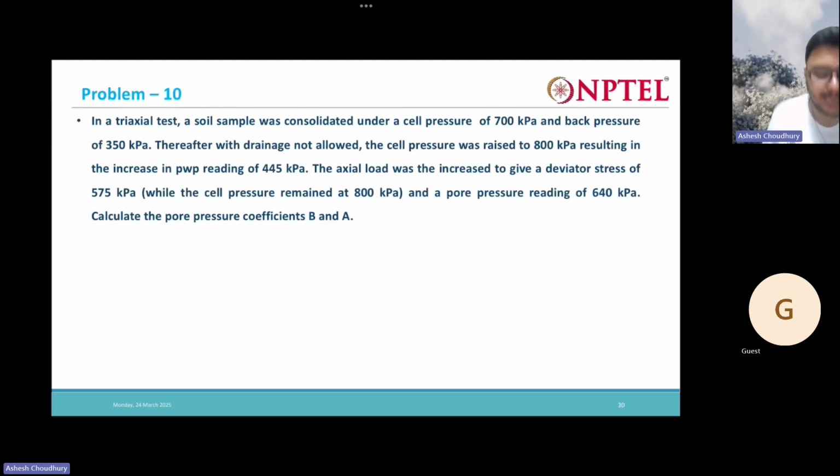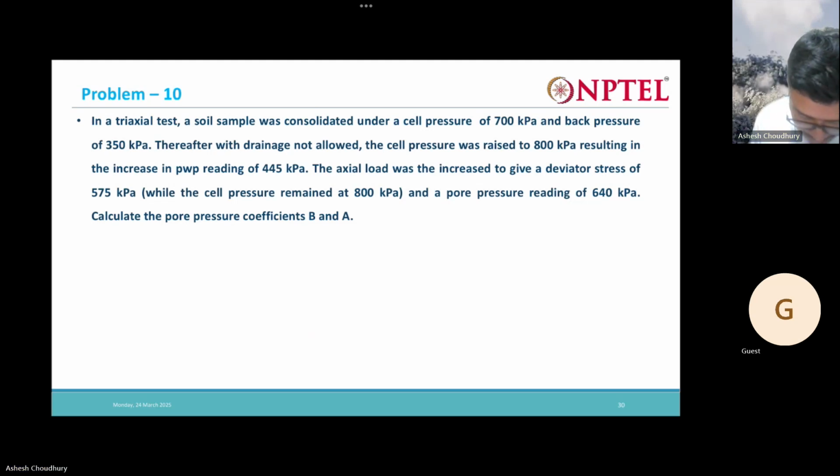Next problem. In a triaxial test, a soil sample was consolidated under a cell pressure of 700 kPa and back pressure of 350 kPa. Thereafter, with drainage not allowed, the cell pressure was raised to 800 kPa, resulting in an increase in pore pressure to 445. So the cell pressure was raised from 700 to 800, and the pore water pressure increased from 350 to 445. The axial load was increased to give a deviator stress of 575. Cell pressure remained at 800 kPa and the pore pressure reading was 640. Where the pore pressure coefficients are to be determined.